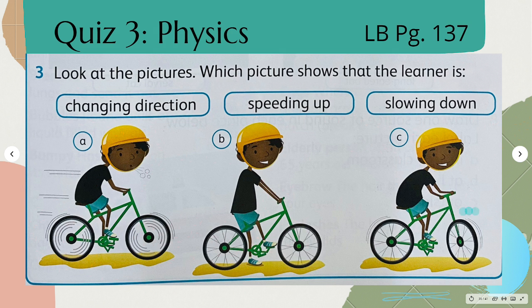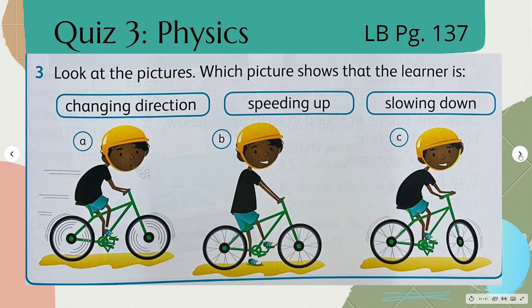Now picture letter C, he is changing direction. How do we know that? Because his wheel is turning on his right side. You can change your direction either going up or down, left or right. And in this case, he is turning on the right side.